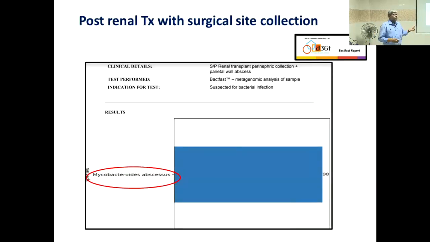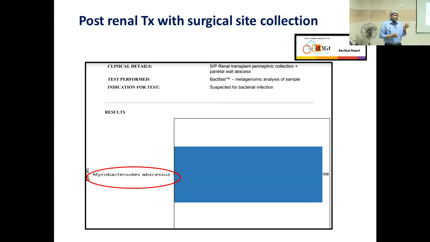This is a post-renal transplant patient with a surgical site collection. At the surgical site there is an abscess, a perirenal abscess. When we tried doing it, we picked up Mycobacterium abscessus, which is a non-tuberculous mycobacteria. So that is how these tests will be adding value.